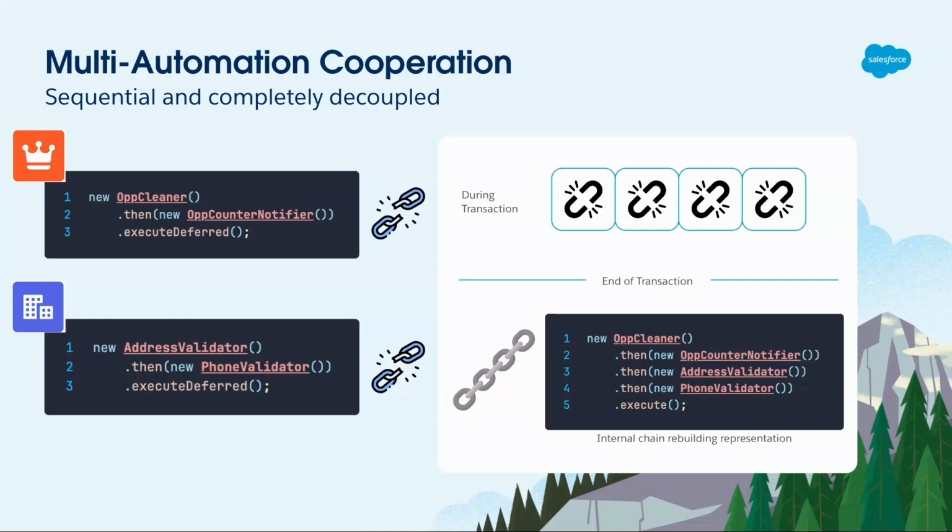So the chain is being rebuilt in a way that we don't really have to control who goes first and who goes second. It doesn't matter for us in this case. And you might be thinking, okay, how is this really working internally to orchestrate itself?